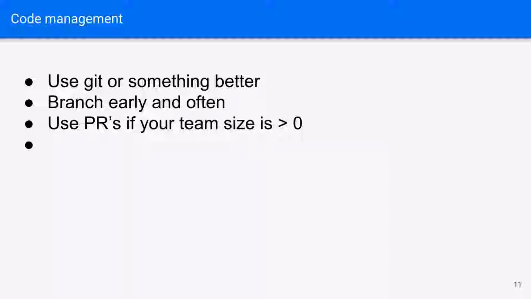Use PRs. What does it mean? Pull requests. Use pull requests even for your own code. If your team size is greater than 0, you even PR your own stuff, and you'll see regular things where things come in a known way, and there's tools for looking at that. The history will be super valuable to you.